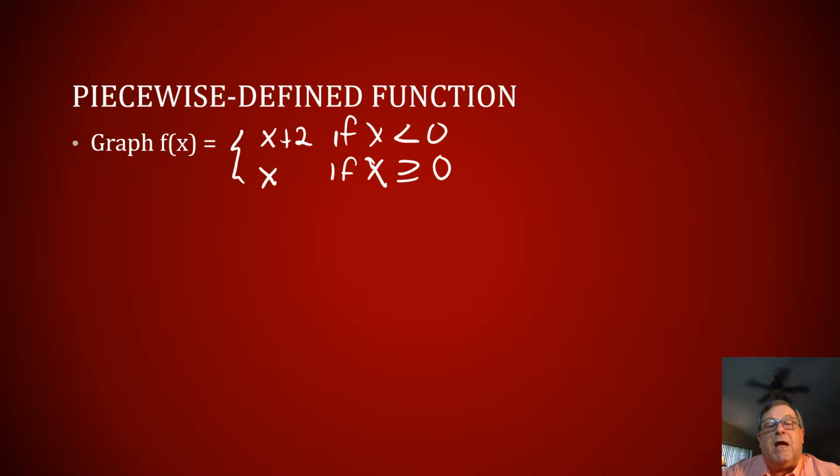One expression is x plus 2, and it comes with the constraint if x is less than 0. And then my second expression is just x, and the constraint is if x is greater than or equal to 0. Now we're going to move over to the calculator, and I'm going to show you how to graph and put in these constraints to graph these piecewise functions.